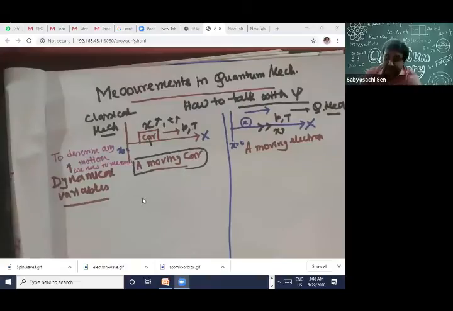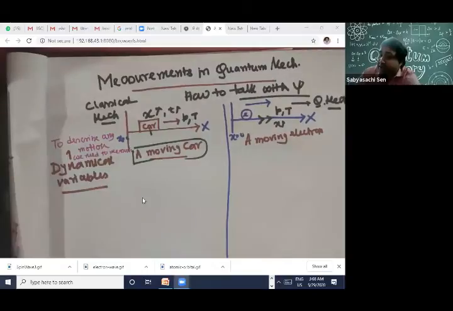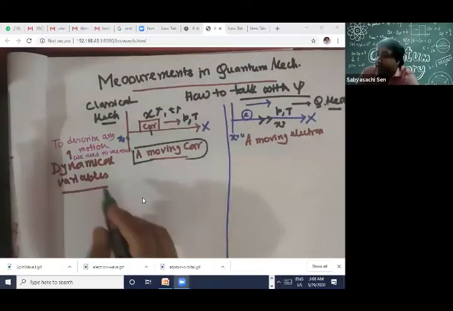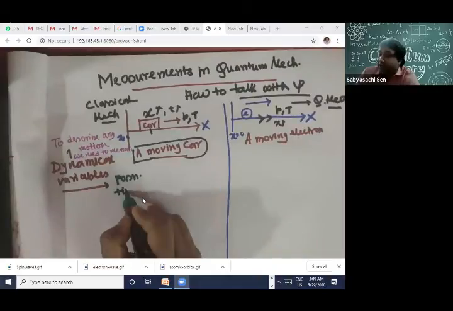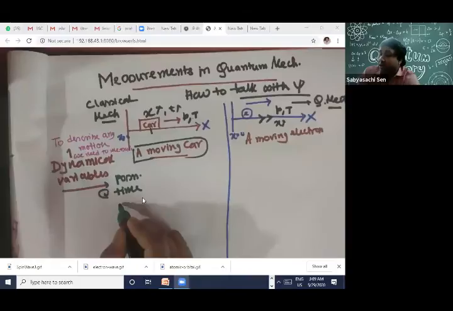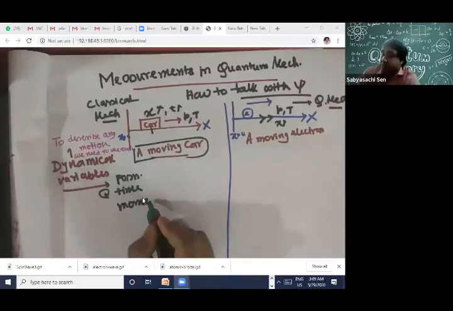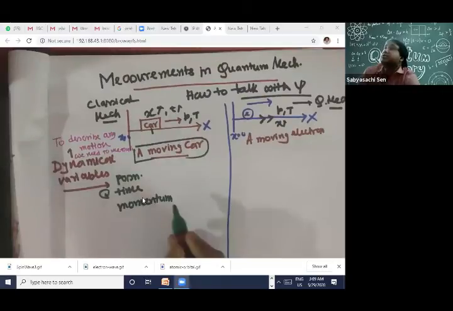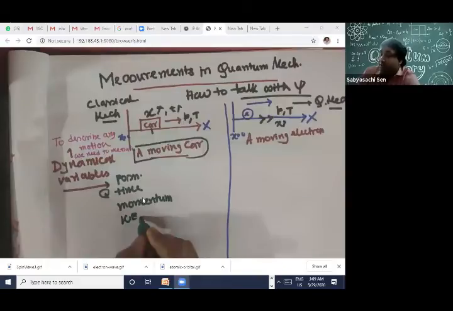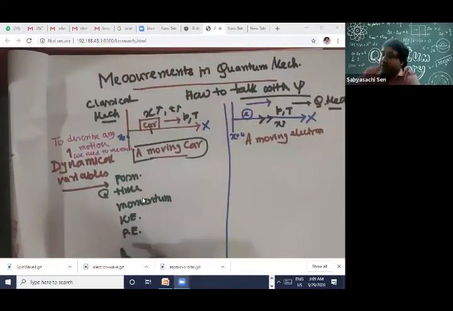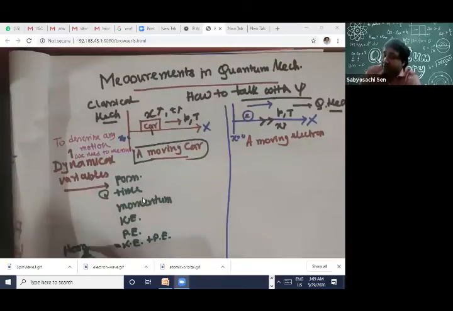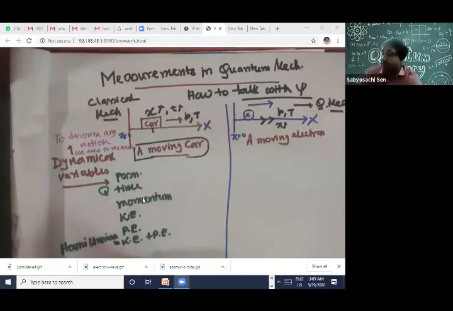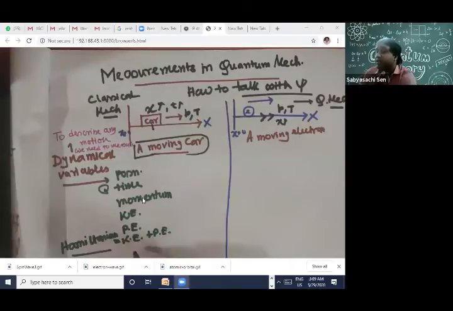This is a small list of the dynamical variables. Fundamentally, you have to measure the position of the object at a given point of time. You have to know the velocity or momentum of the object. You have to know the kinetic energy of the object, and the potential energy of the object. The summation of kinetic and potential energy in classical mechanics is called the Hamiltonian, the total mechanical energy, as you can see. There may be any other energy E also. If I know all of them, I can describe the problem.